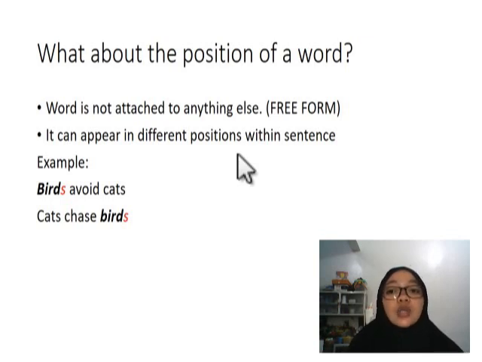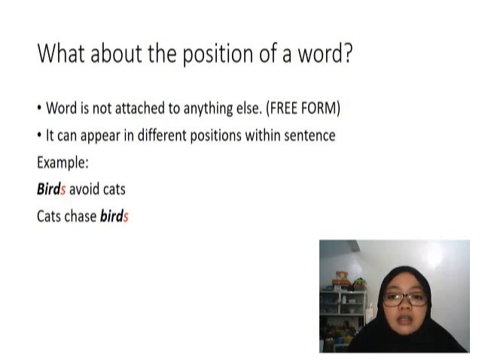So a word is not attached to anything else, in this case, another word. Later we will talk about compound words. It is a different thing. But the word itself is not attached to another element. Rather, that element is attached to a word. That is called a bound morpheme. Later we will discuss that. So a word can appear in different positions within a sentence.